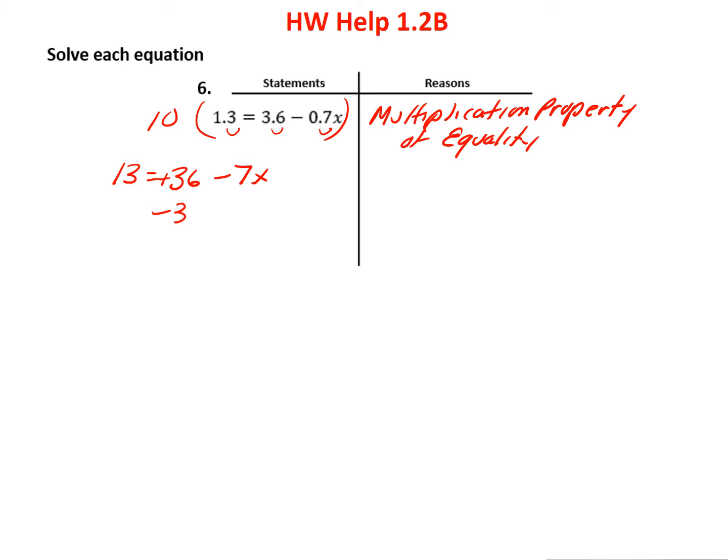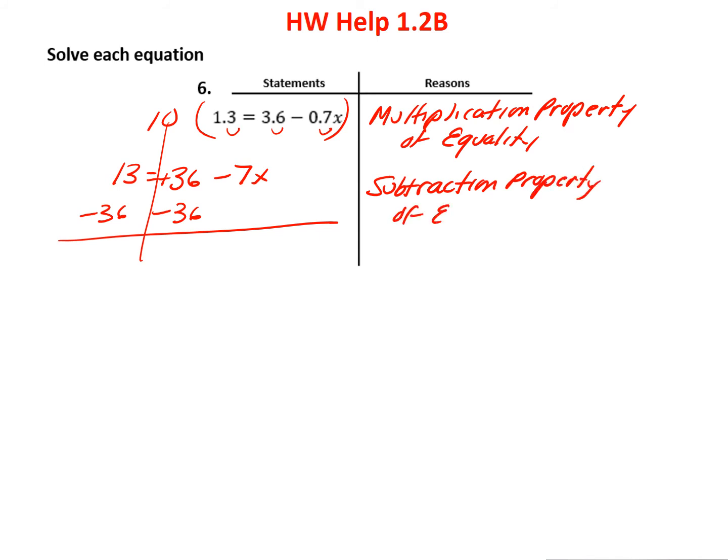So we're going to subtract 36 here from both sides. Remember, both sides of the equation. So this is the subtraction property of equality. So 13 minus 36 is going to be -23. This goes away, and I have minus 7x. All right?